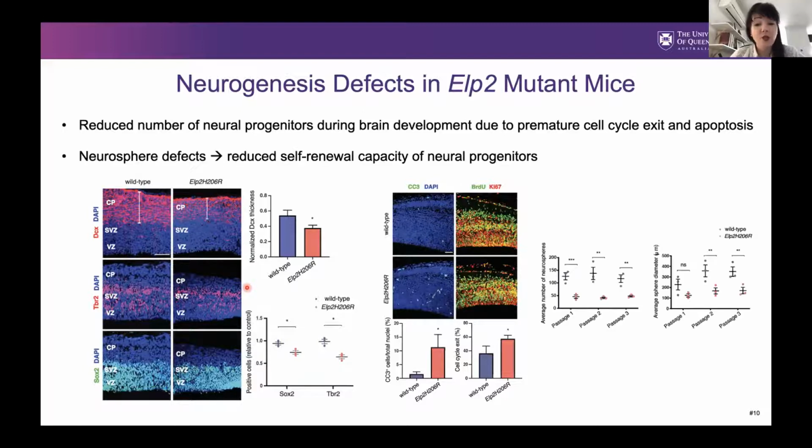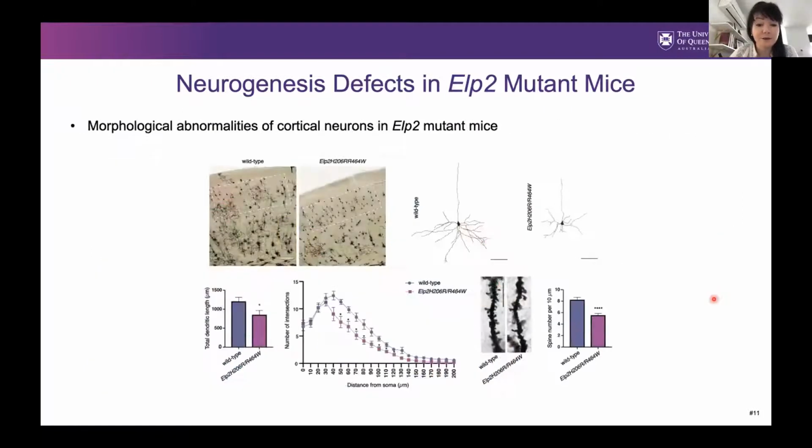In collaboration with Michael Piper's lab, we isolated forebrains of developing ELP2 mutants, and then we cultured them using a neurosphere assay, and we found that there is a reduced number of neurospheres, and the neurospheres are also reduced in size, again confirming a self-renewal defect in the mutant mice.